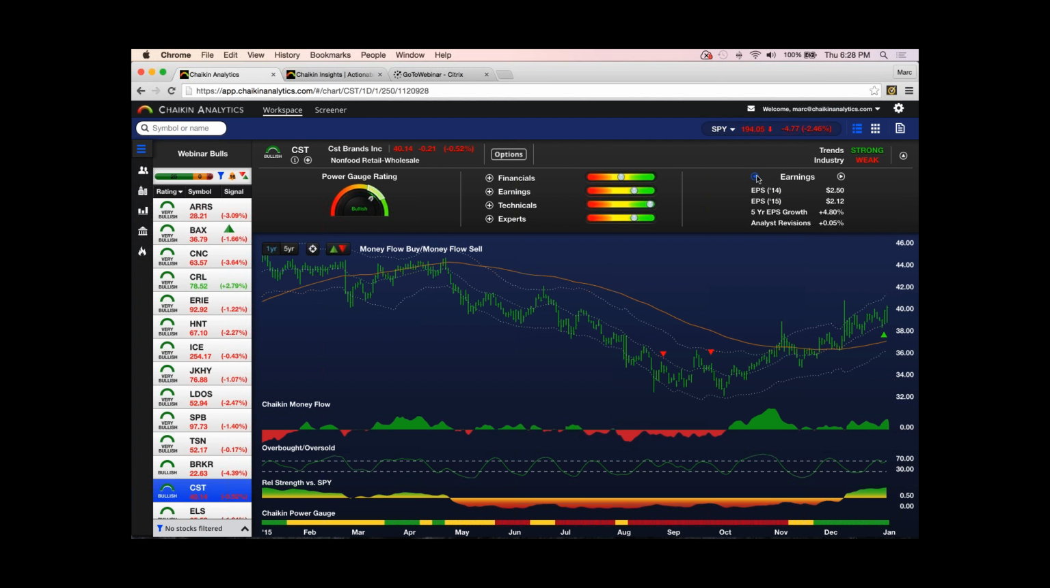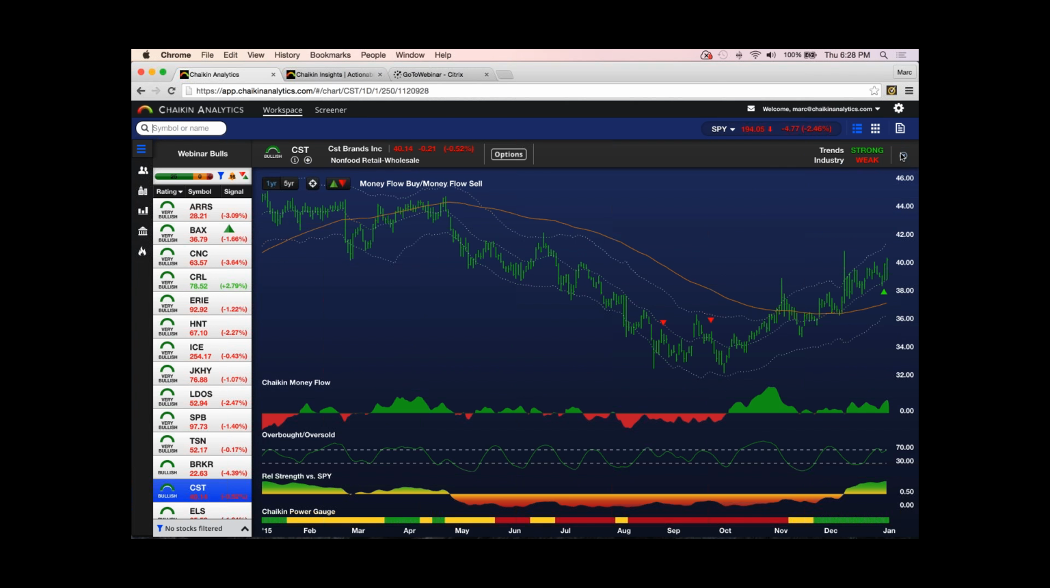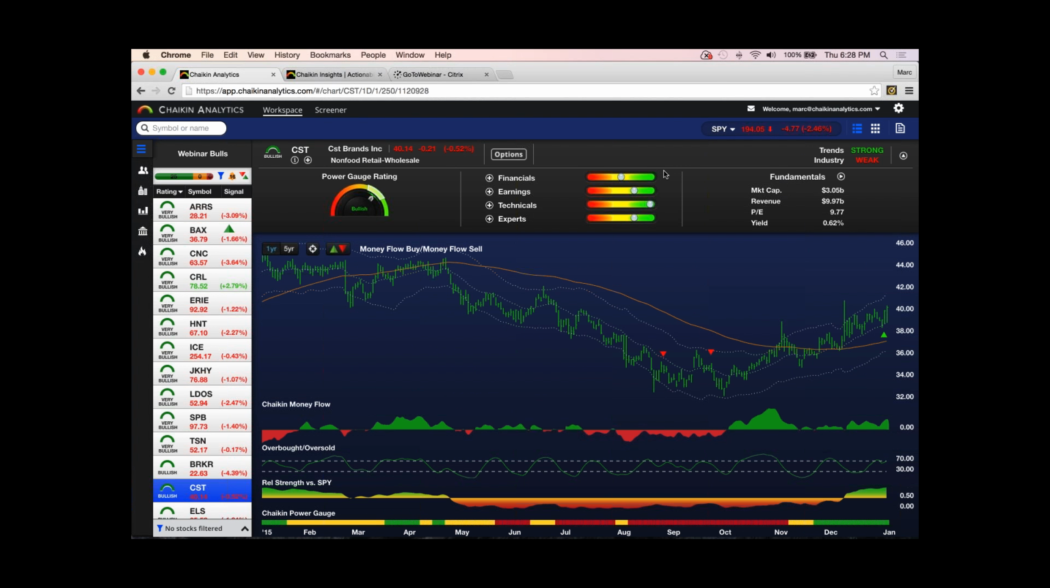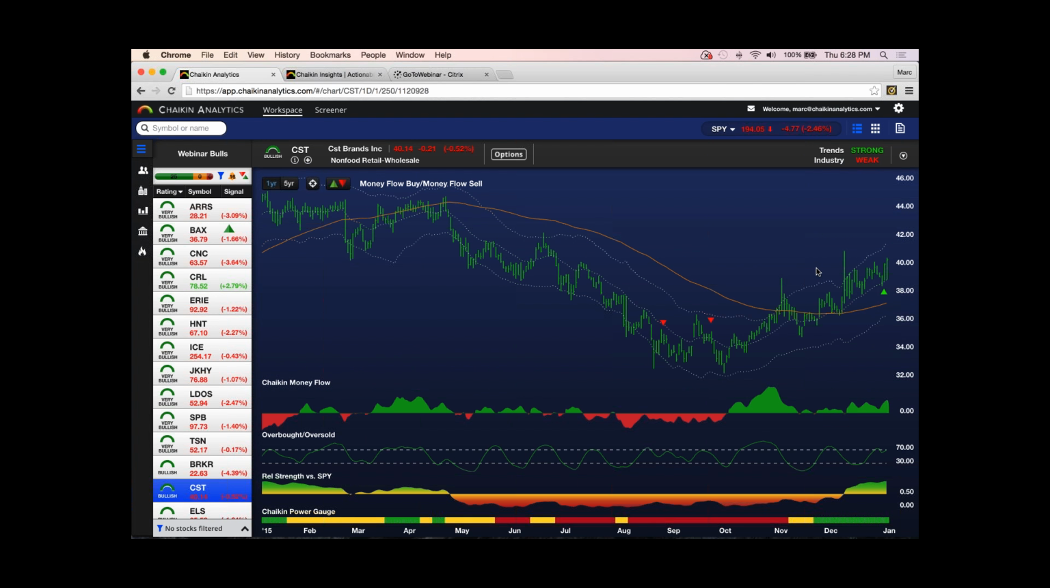Capitalization is not terrible. I think it's got a market cap of $3 billion, so this is a reasonable mid-cap name that you might want to be interested in. This is how easy it is to customize Chaikin to your criteria. If you're looking for growth, value, dividends, one more screener example.